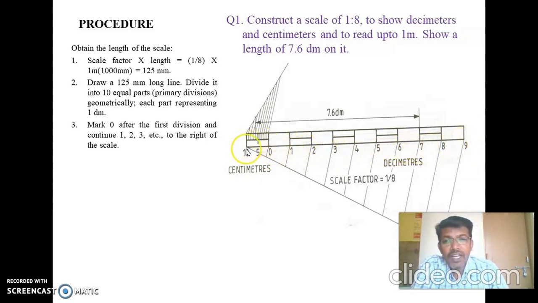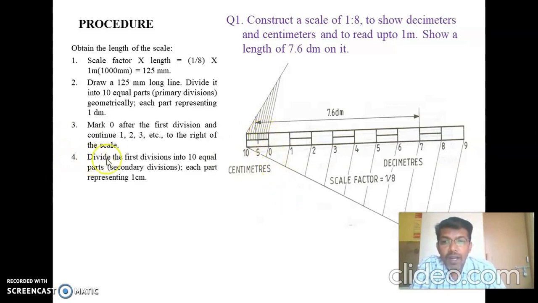And the left hand side division is going to be made into 10 more divisions. Why? Because this is decimeter and this is centimeter. Decimeter is nothing but 10 centimeters. So here 0 to 1 represents 10 centimeters, and this particular part also represents 10 centimeters, and the portion from 0 to the left hand side is divided into 10 equal parts such that each part is going to represent 1 centimeter of the length, right?